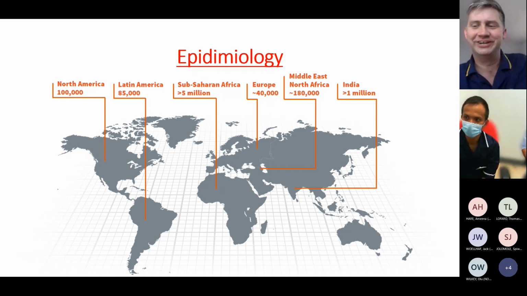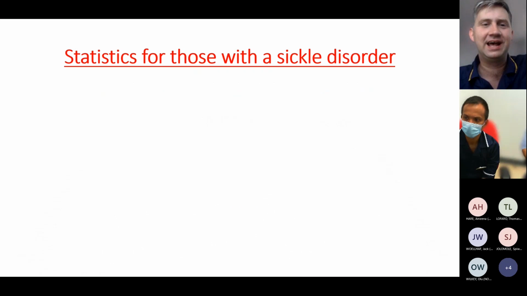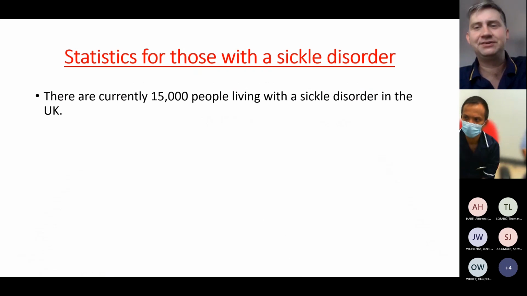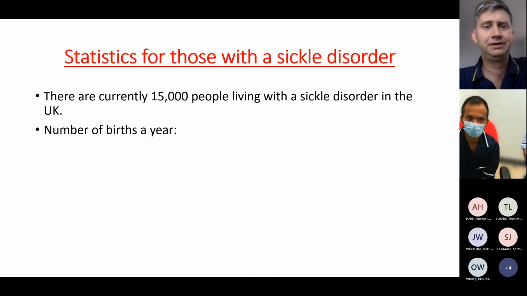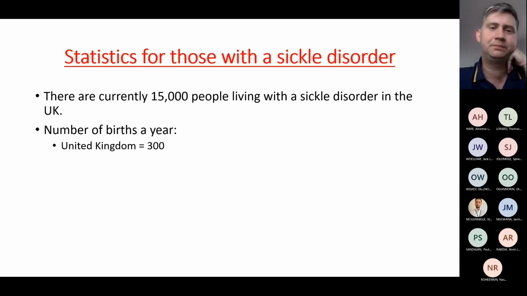So at the moment, we currently have about 15,000 people with sickle cell disorder in the UK. Number of births a year, we have 300 patients in the United Kingdom.